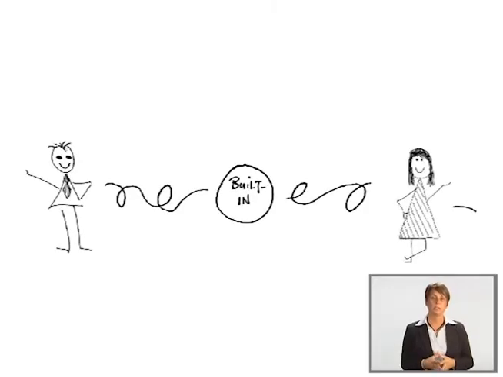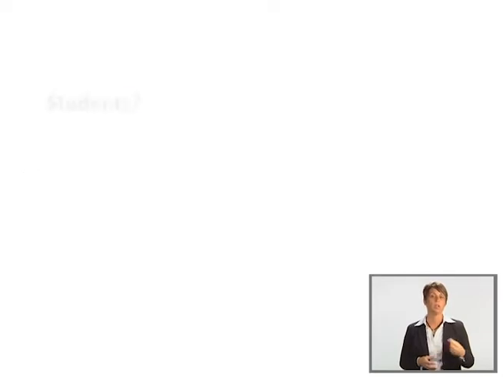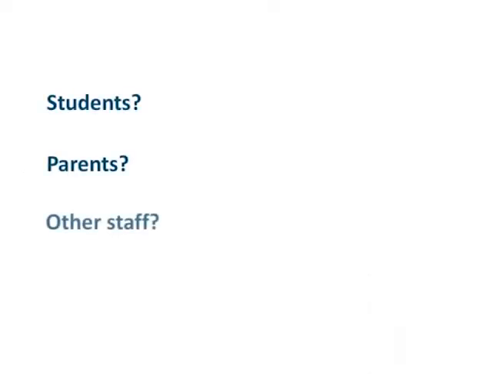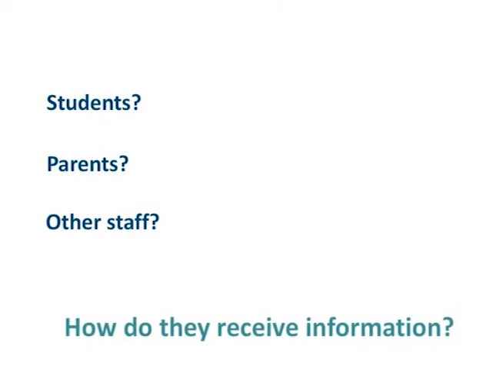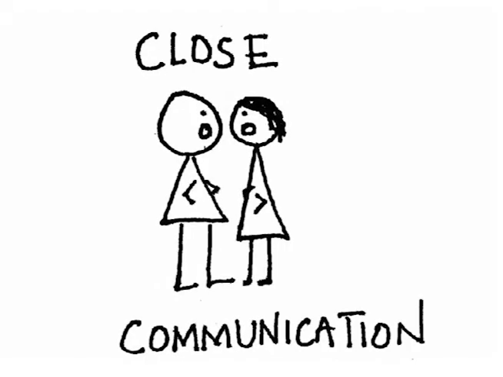Because the leadership team is comprised of teachers who lead the instructional teams, there is a built-in flow of information between leadership and teachers. But what about the other members of the school community who don't participate in instructional teaming? Students, parents, other staff. How do they receive the information? In an ideal environment, there is close communication between the leadership team and the school community council, which is addressed in our school community course.